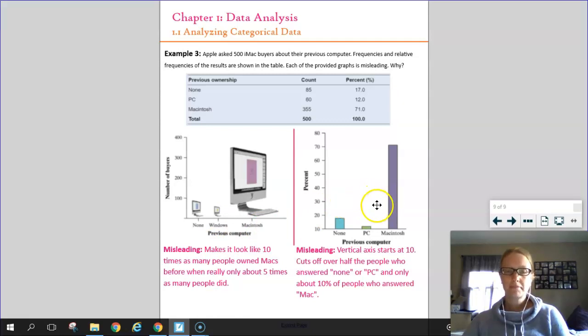On the right, we can see that the vertical axis starts at 10 instead of starting at 0. This makes it look like the number of owners who previously owned a Mac is much, much greater than it actually is. Okay, so each of the bars does go up to the correct number. None hits at about 17%, PCs still at 12%, and Mac just over 70 at 71%. But by starting the axis at 10 instead of 0, we get rid of 10 out of 12% of PC owners. So well over half of PC owners, their bar has gone away. For those who previously owned none, by getting rid of 10%, we also get rid of over half of that bar.